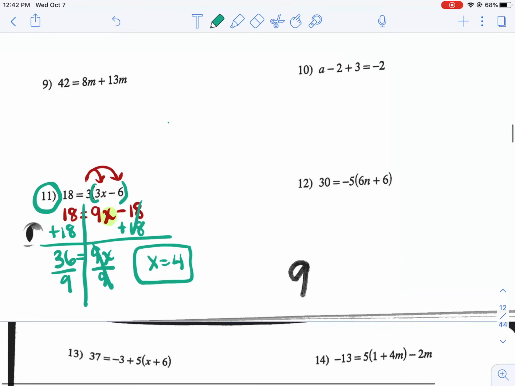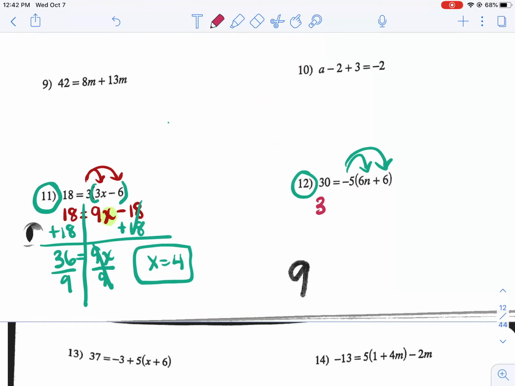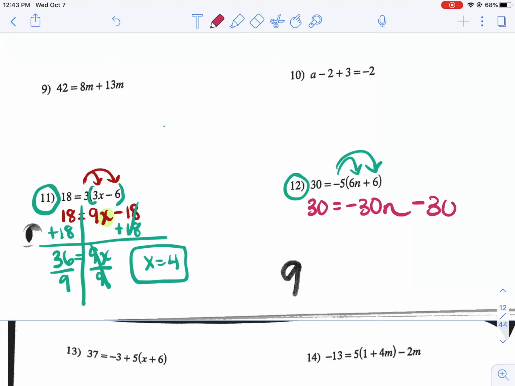Okay, and then let's go into 12 as well. I'm going to circle 12. And we're going to distribute. 30 equals negative 5 times 6 is negative 30n. Negative 5 times 6 again is negative 30.